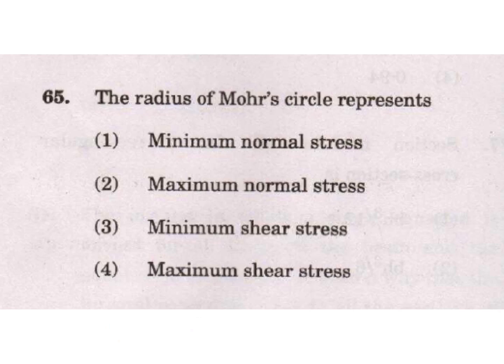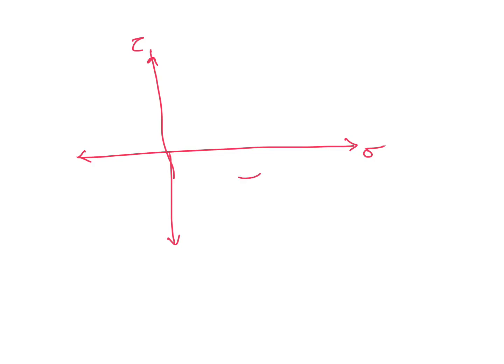The radius of the Mohr circle represents minimum normal stress, maximum normal stress, minimum shear stress, or maximum shear stress? Maximum shear stress. If we draw the Mohr circle, this is the normal stress axis, this is the shear stress axis. If we draw the Mohr circle like this, this is the circle, this is the radius. So the radius represents the maximum value of tau, the maximum shear stress.